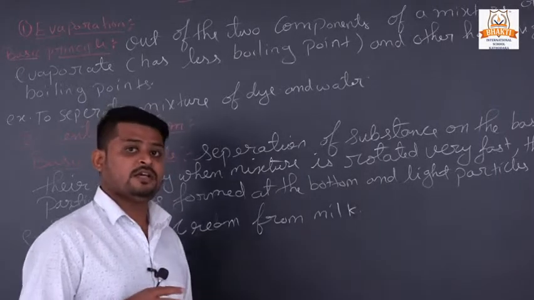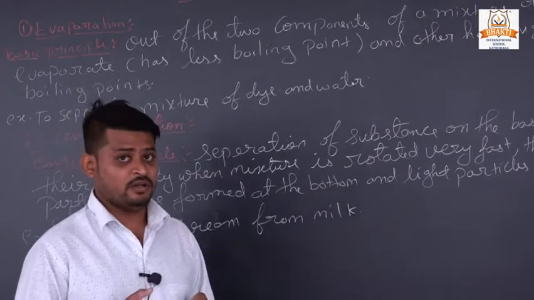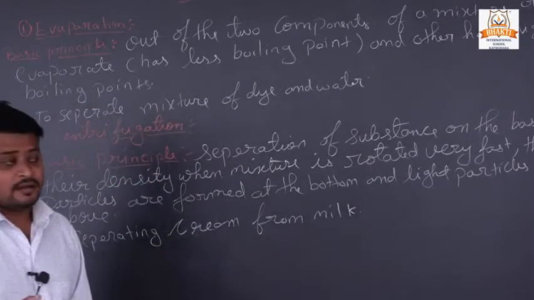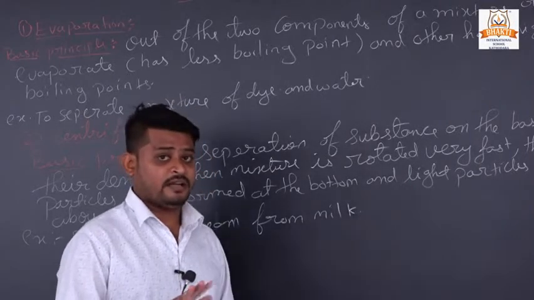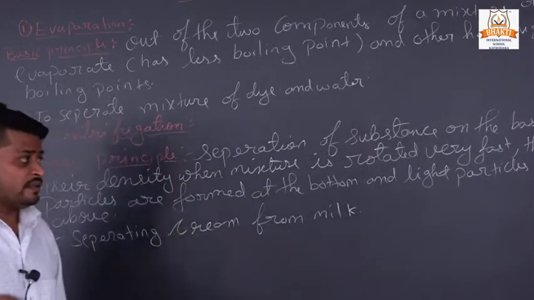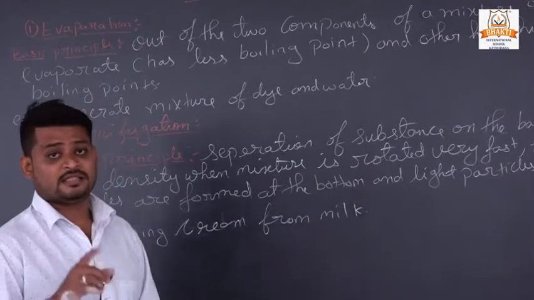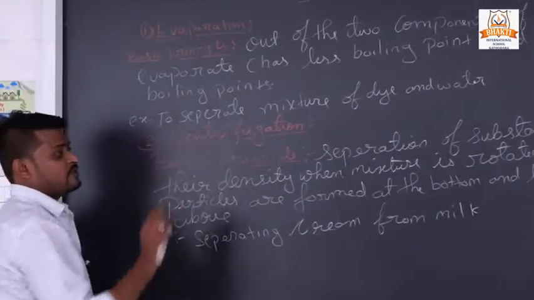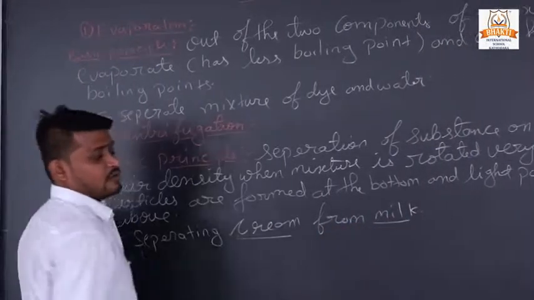So when we boil the milk, the particles are moving, and when the temperature is increasing while we are boiling, the particles are moving very fast. So the heavier particles settle down. When we cool the milk, the heavier particles settle down and the lighter particles are at the top of the milk, and those particles in the milk are cream. So with the centrifugation method, we separate cream from milk.